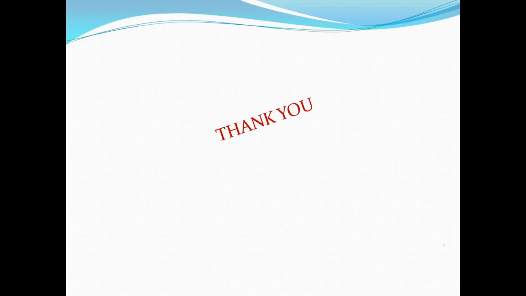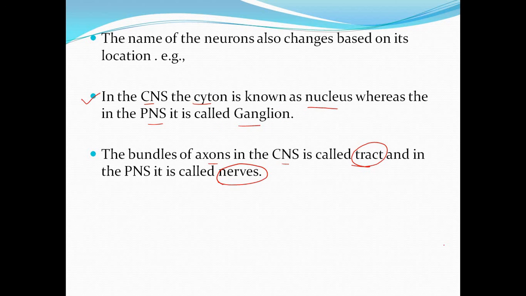I already told that bundles of axons in the central nervous system are called tract, and in the peripheral nervous system they are called nerves. So this is all about the overview of neurons and their cells, the central nervous system and peripheral nervous system, which I discussed in my earlier video.